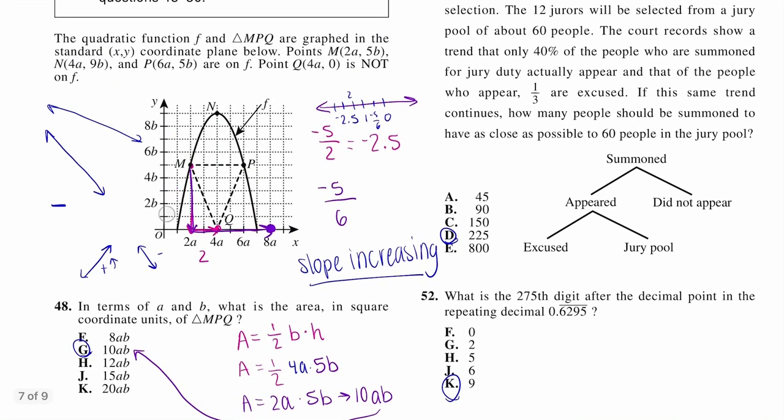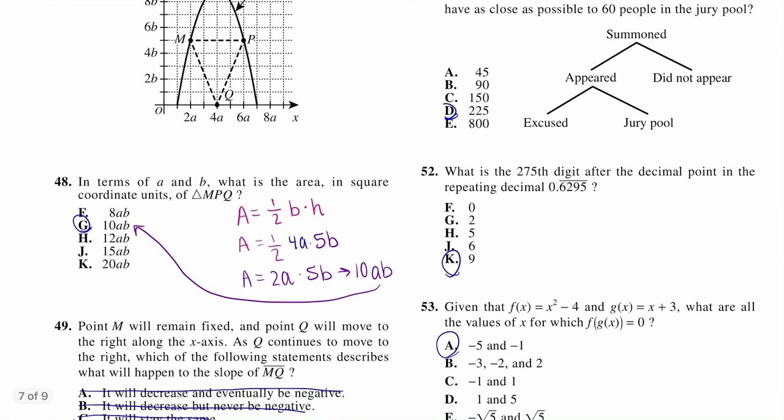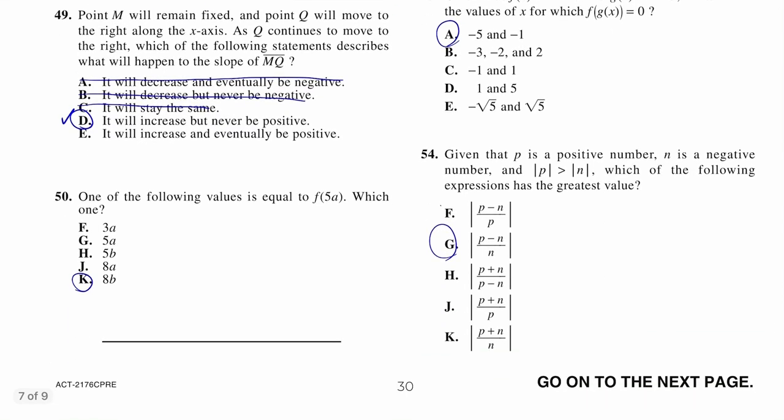And let me go back up here and erase this work real quick. I hope that makes sense. I know it's confusing when you don't have a number line. You think, oh, 5/6 is smaller. But remember, negative 2.5 is smaller.